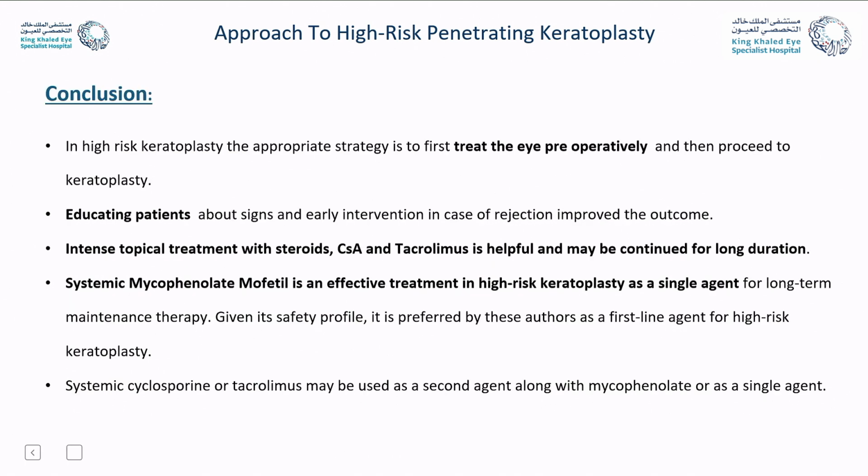So in summary, in high-risk keratoplasty, an appropriate strategy is to start first by treating the eye, preoperatively identifying the etiology before proceeding with keratoplasty, and educating the patient about the signs and symptoms so you intervene early and improve the visual outcome in these cases. Intense topical treatment with steroids, cyclosporin, and tacrolimus is helpful to be continued for a long duration, and systemic CellCept is an effective treatment for high-risk keratoplasty as a single agent for long-term maintenance with a good safety profile. A good alternative is systemic cyclosporin and tacrolimus, which can be used as a second agent to CellCept in cases of high-risk keratoplasty.